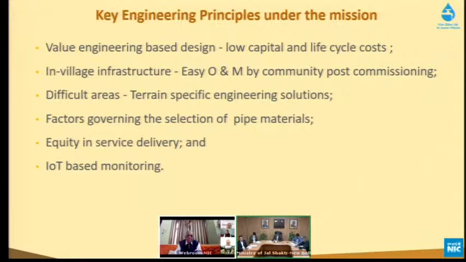And equity in service delivery. How would you ensure that a certain part of the village gets more water and certain part is deprived, especially the poor and the needy, the SC and ST? How would you ensure service delivery to everyone? And last but not the least, how would you actually use the latest technologies, internet-based solutions, for monitoring?